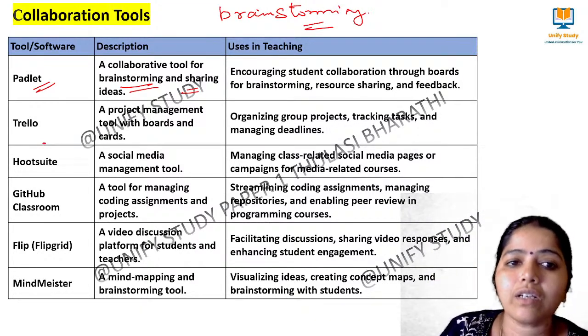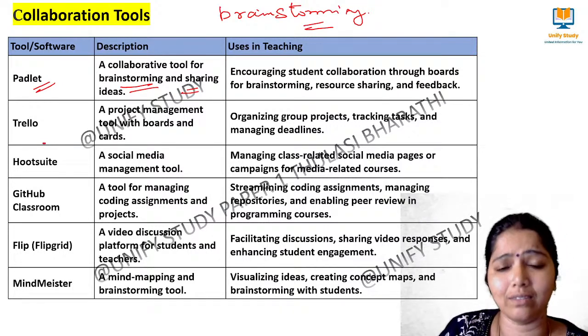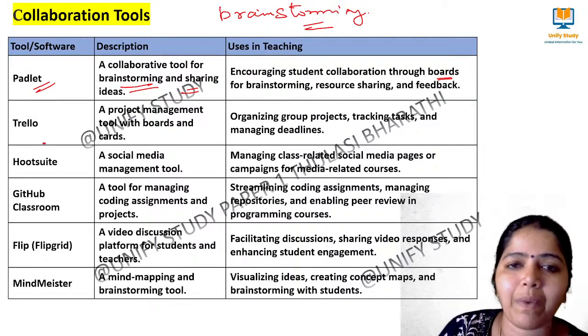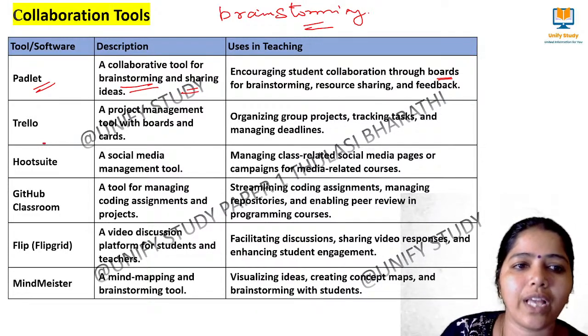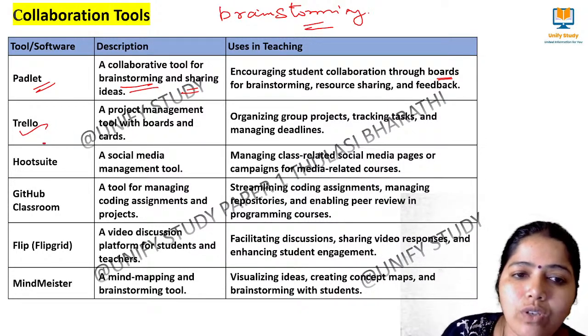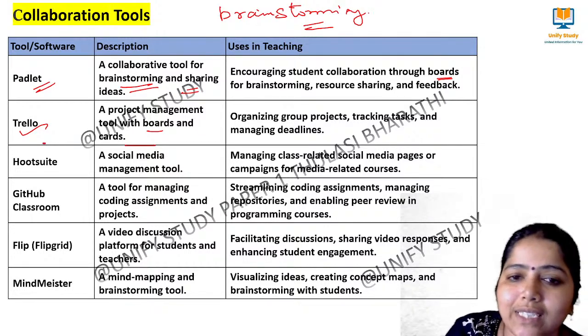So here a Padlet is a collaborative tool which a student can encourage through boards. It's kind of a digital board. They can share their resources there, they can give their feedback, they can share their ideas over there. That's called Padlet. And next we have a Trello. Trello is also a project management tool with the boards and cards for group projects and all those things.